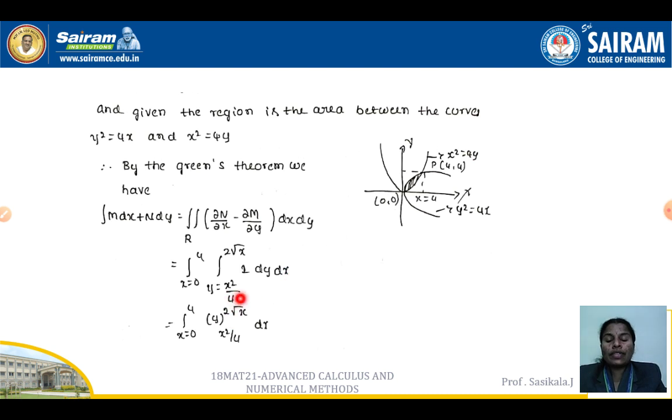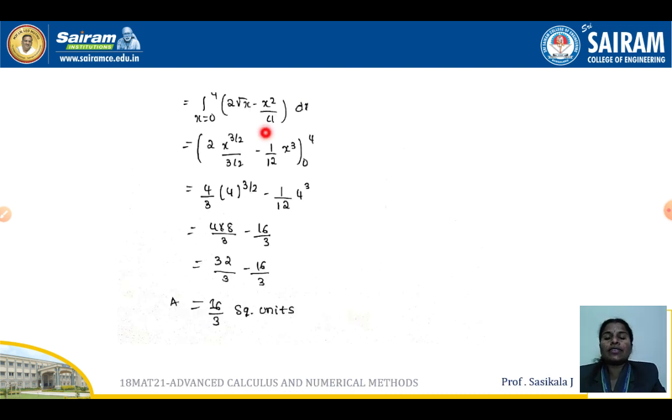First with respect to y you can do, you will get y from x squared by 4 to 2 root x. Substitute the limit. Next, integration with respect to x. Root x you can write as x power 1 by 2. I'll get x power 3 by 2 divided by 3 by 2, minus 1 by 12, because x cube by 3, and 4 is already there, so you get 12. Now go with the limit substitution from 0 to 4 and simplify. You will get the answer: A is equal to 16 by 3 square units.